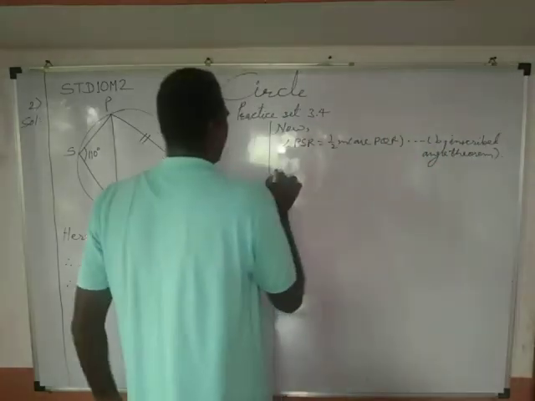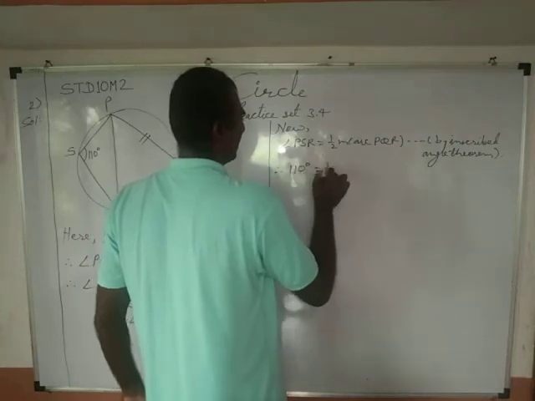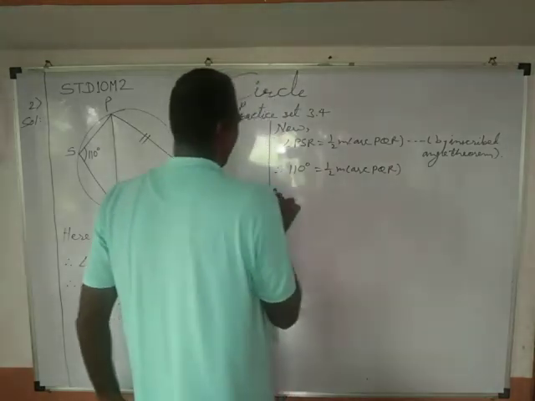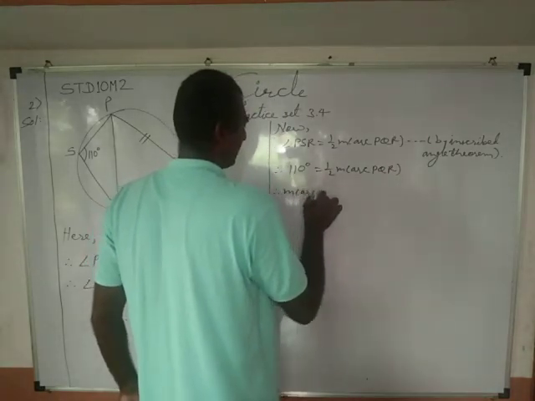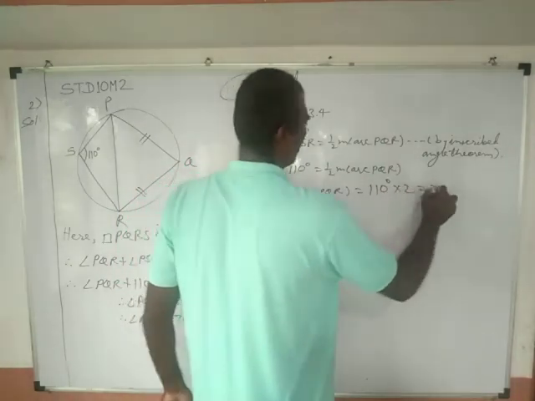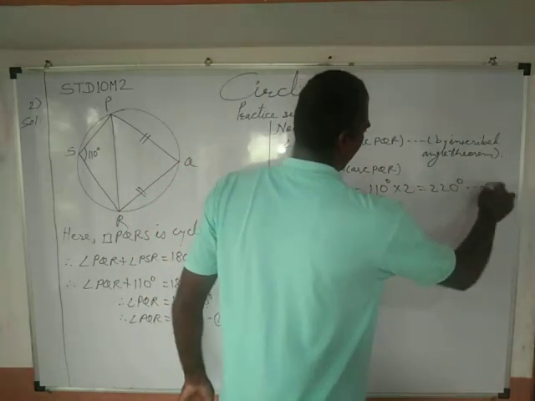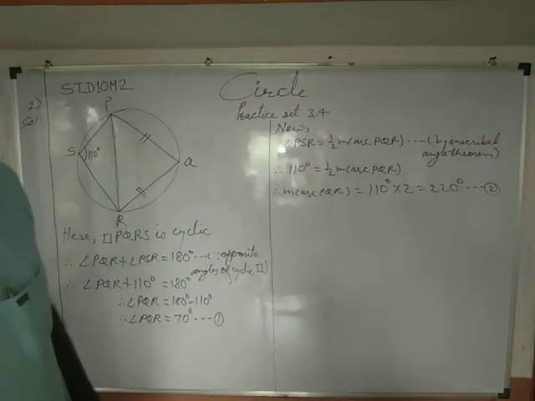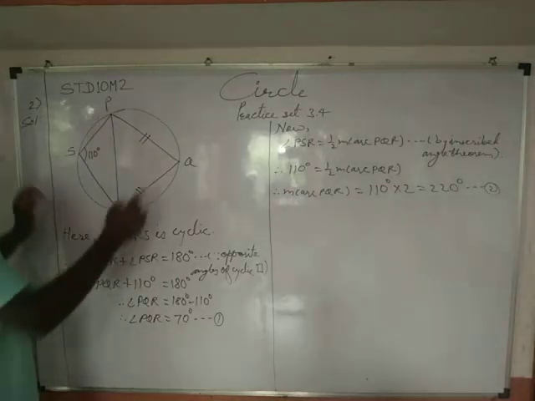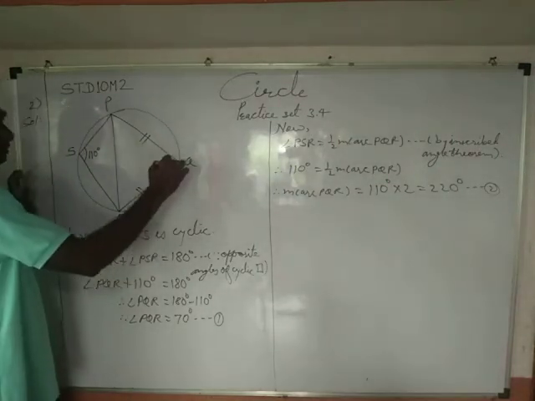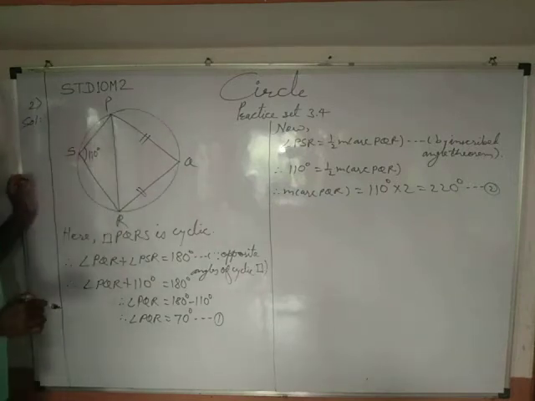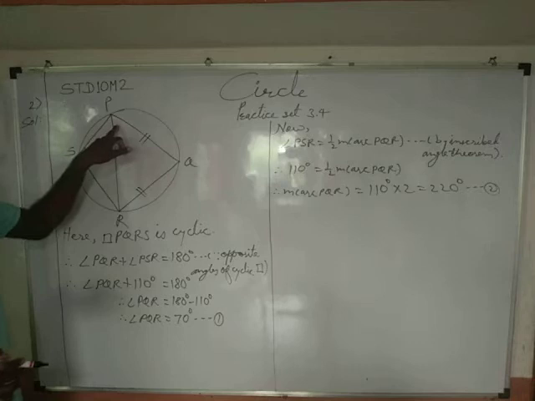Okay, and therefore 110 degree equals half of measure of arc PQR, and therefore measure of arc PQR equals 110 degree into 2 equals 220 degree. Equation second. Now we are interested to find measure of arc QR, but arc QR is intercepted by inscribed angle QPR. We must know about measure of angle QPR.